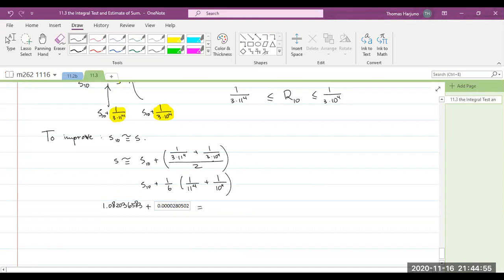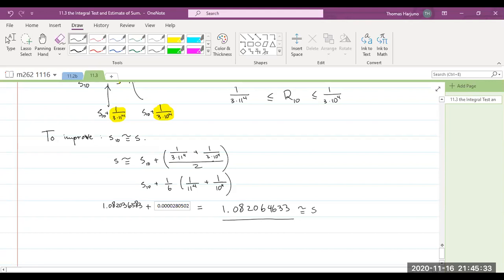So my improved estimate will be 1.082036583 plus 0.12340280502. I get 1.082064633. Okay, so I estimate my infinite sum by this.